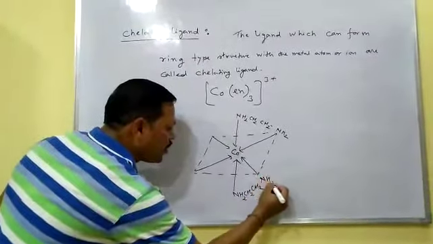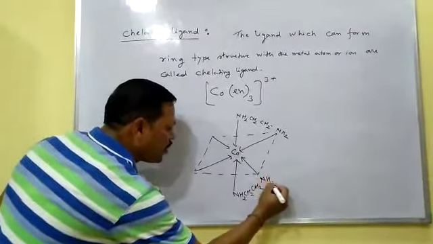Now, this is your central metal atom, cobalt. This is one EN, this is one EN, this is one EN. 3 EN, 3 ethylene diamine, produce 6 bonds, and the shape is octahedral. For this complex, you write one square bracket and 3 plus for the shape. You can also draw this complex in short form.